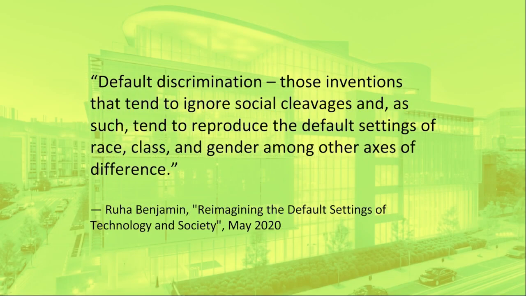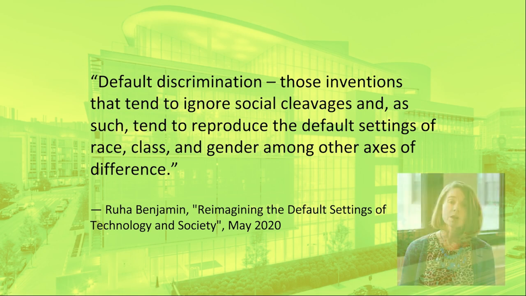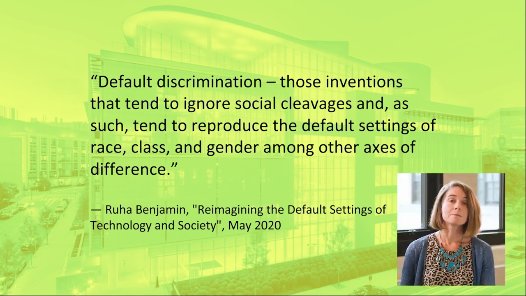Ruha Benjamin has a term for this. She calls it default discrimination. And these are those inventions that tend to ignore social cleavages and as such reproduce the default settings of race, class, and gender, among other axes of difference. So her prompt to us is, how do we reimagine the default settings, both of technology and of society? How do we not design for that default body that sits atop a pyramid of privilege?